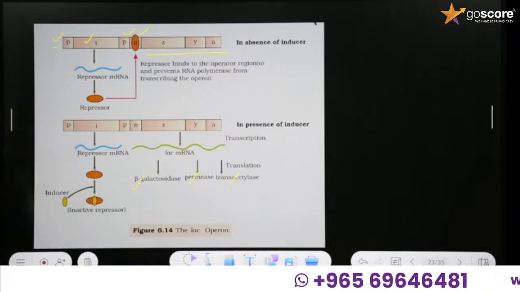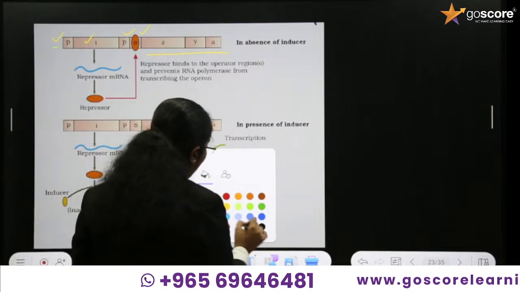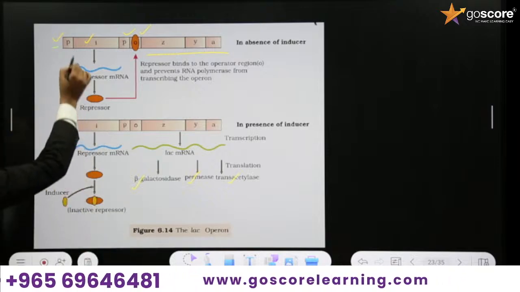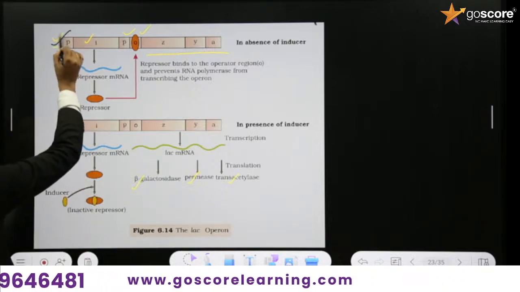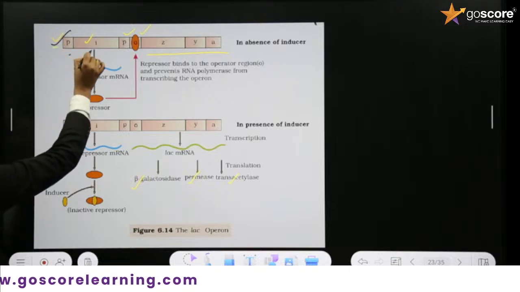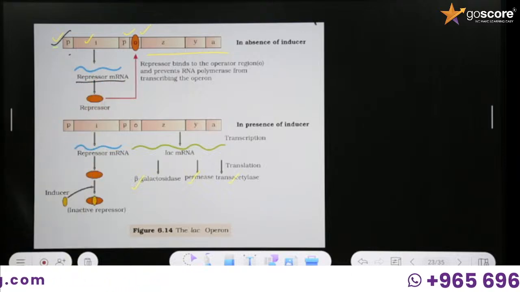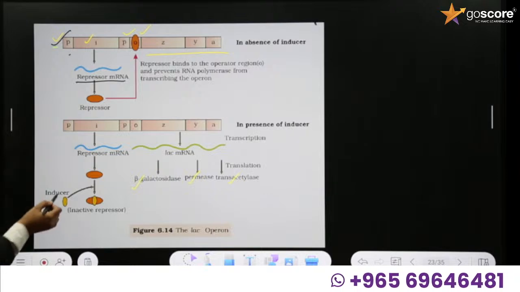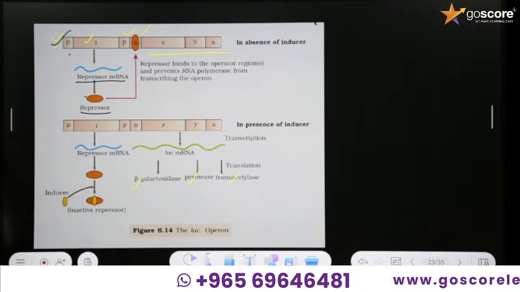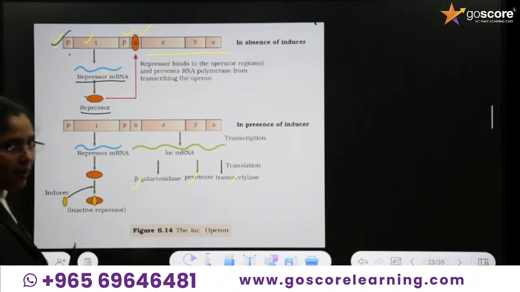Okay, what happens here? If there is no inducer, that means if there is no lactose, what happens? This promoter site is active. The polymerase will come and bind to the promoter site. It will produce the repressor mRNA. Once the repressor mRNA is produced, the repressor protein molecule will be produced after translation. So what is produced? Repressor protein will be produced.